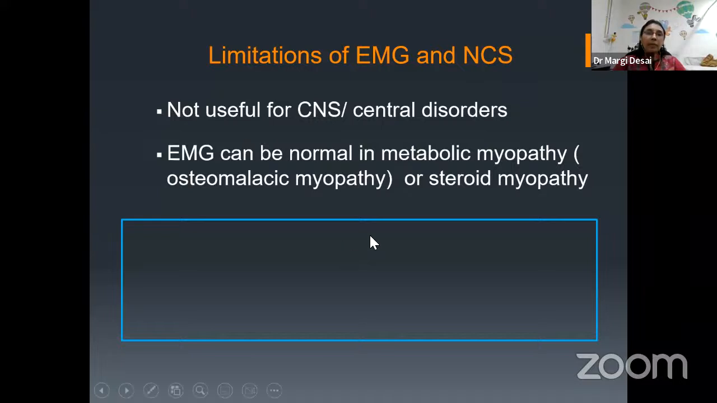So what are the limitations of EMG and nerve conduction? Obviously, this test is useful for the peripheral nervous system. It's not useful for CNS and central disorders. So it's not useful in patients with stroke or Parkinsonian syndromes. Sometimes EMG can be normal in metabolic myopathies, such as osteomalacic myopathy, and it can be normal in steroid myopathies. So EMG will be normal in dystrophies and polymyositis, but it can be normal in steroid myopathy.